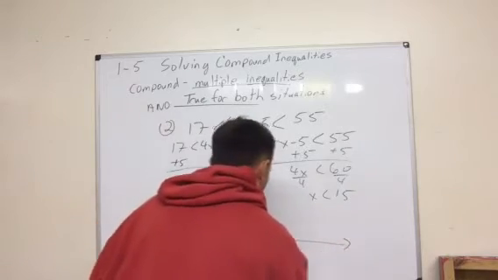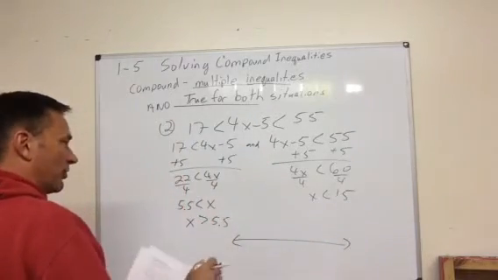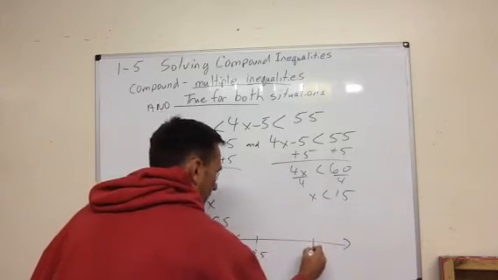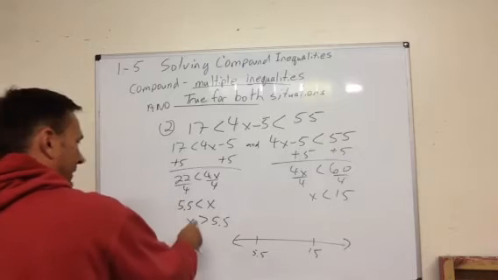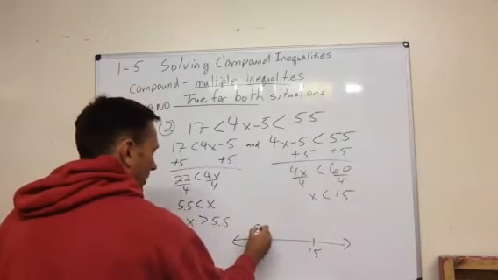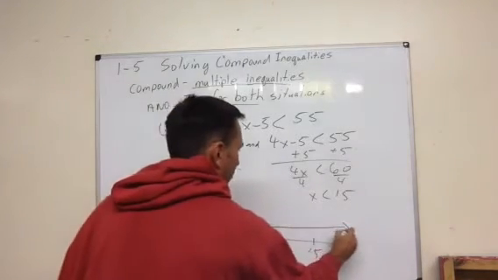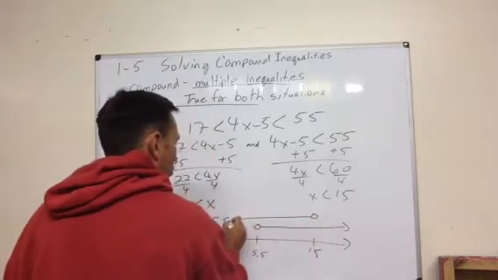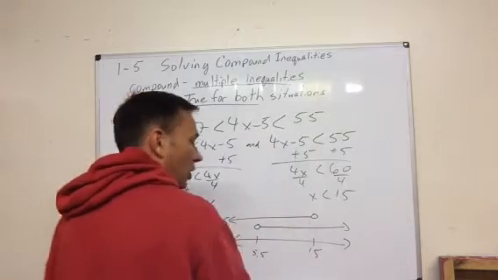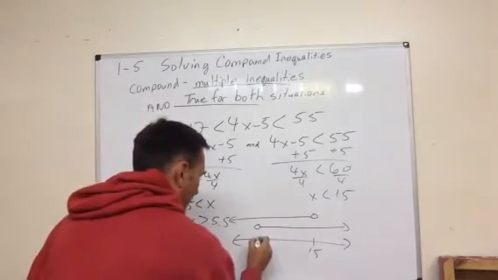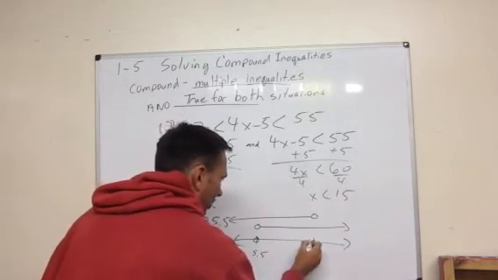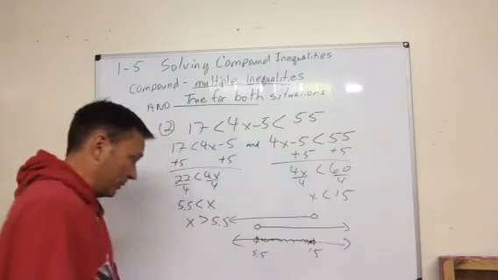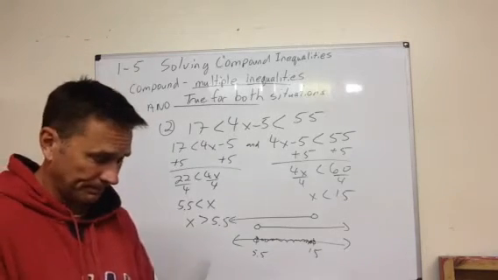So, looking at this graph, look at which number is smaller, the 5.5, and I have the 15 over here. Now this is greater than, so it's going to be an open circle. We would be shading to the right. With less than 15, open circle, shade to the left. And you'll see where they overlap. So my final answer will be what's in the middle. All numbers between 5.5 and 15.